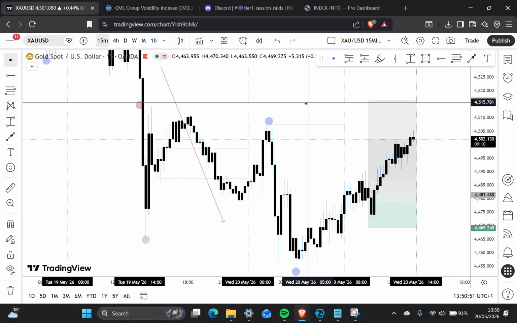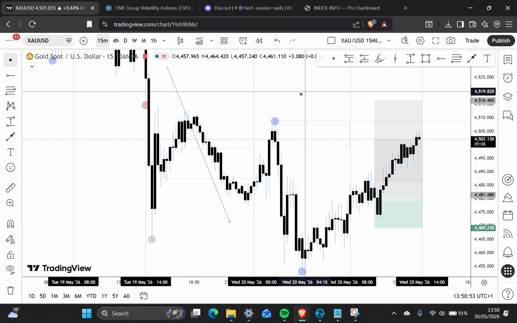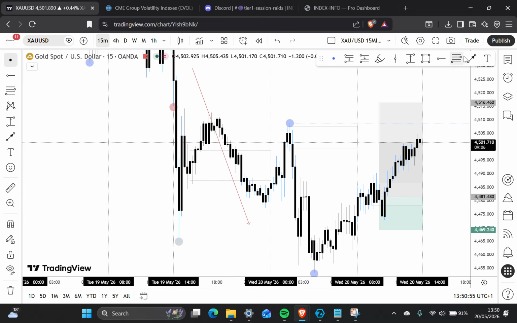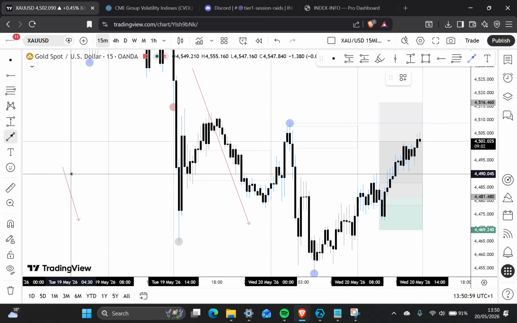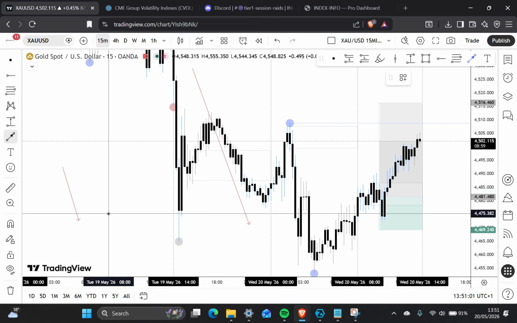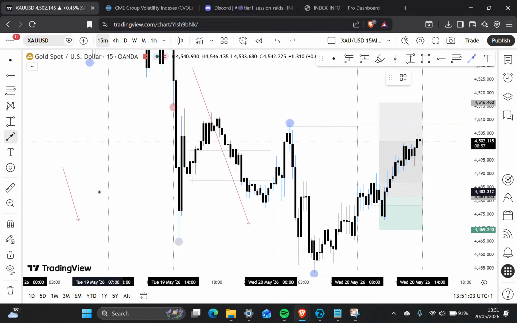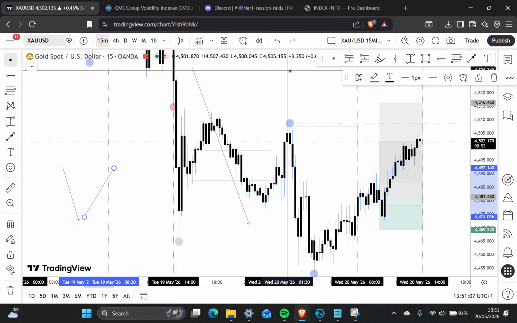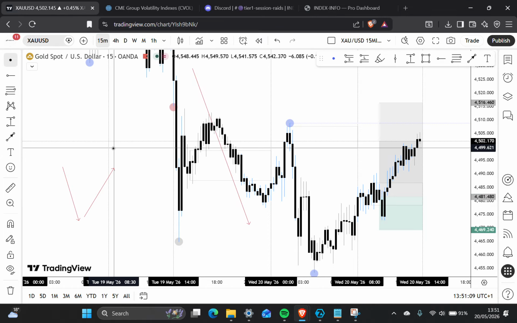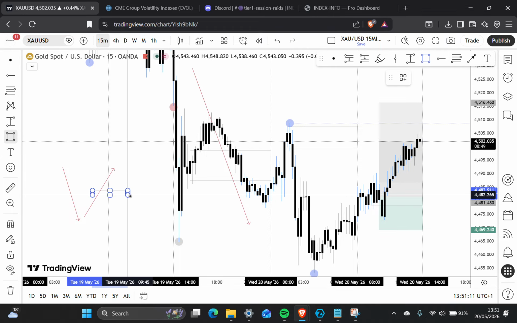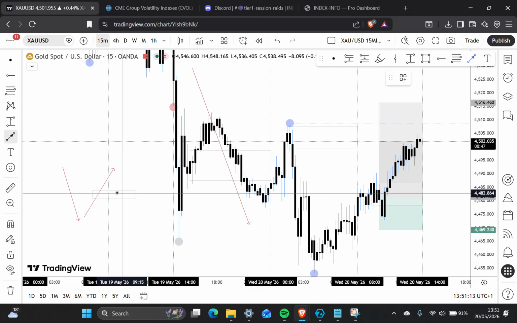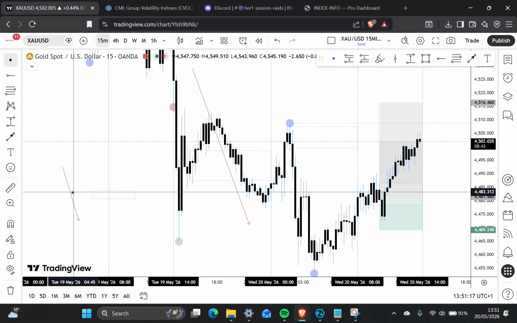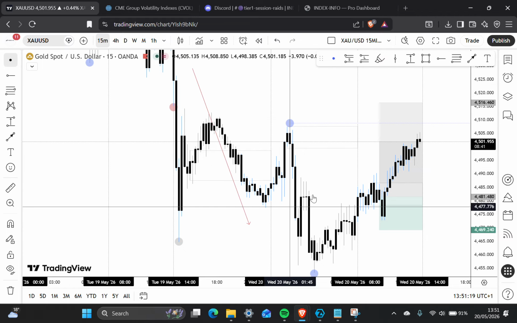Does that make sense? Shall I re-clarify that one more time? So a delta model is obviously the current session doing the opposite of the previous session, as long as delta is printed. Price needs to revisit the delta candle once discovery is complete. Okay? It's very simple, but you get the gist now.